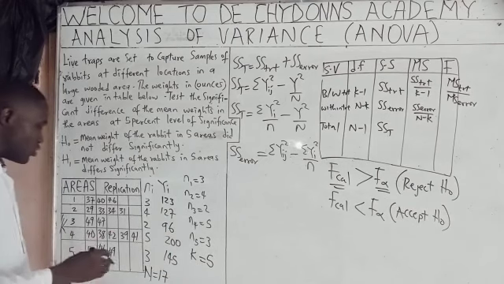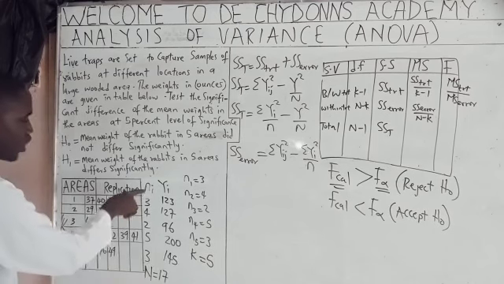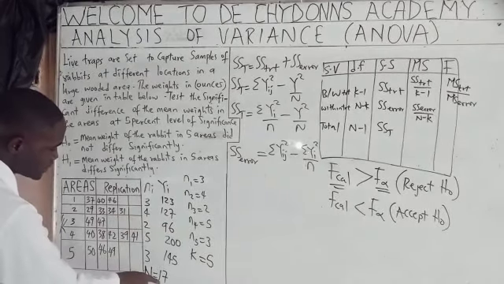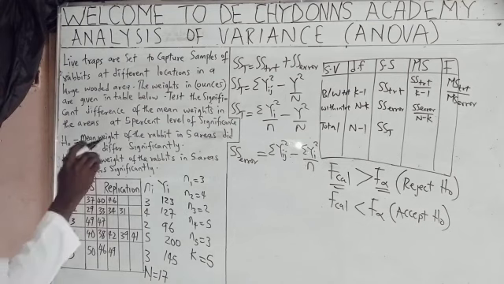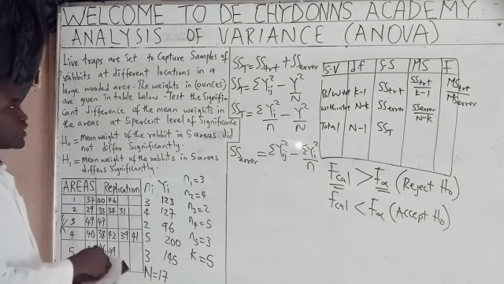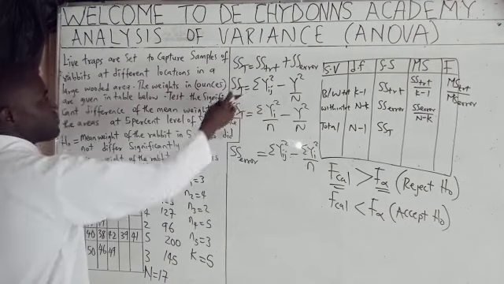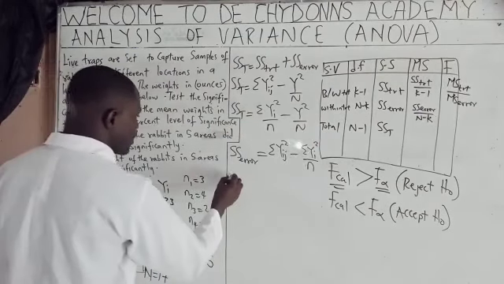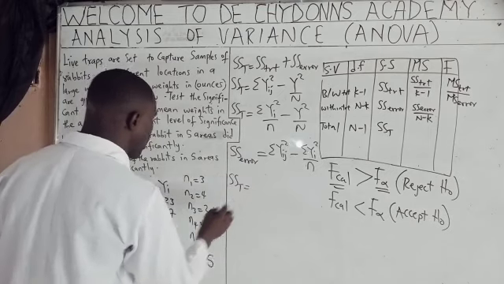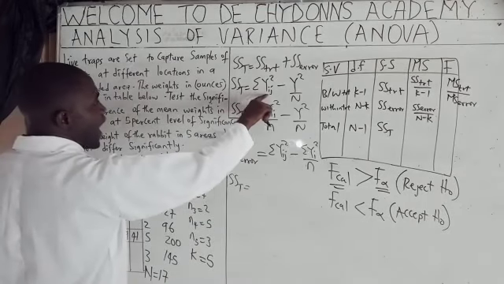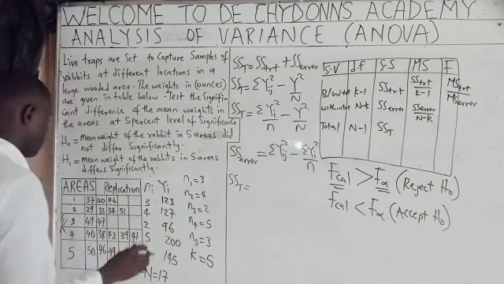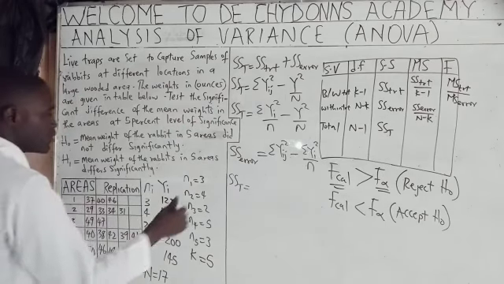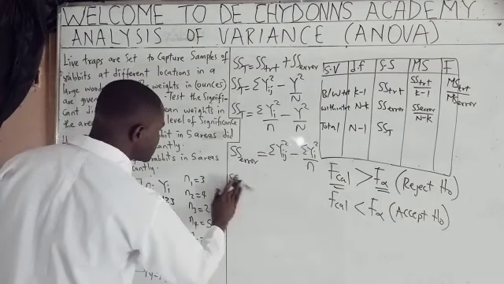Now, what do we do? Remember that capital N means total values of this n we have. Total values of it is 17. Now, how do we proceed? We say, okay, let me get my SS total because I need it in my table. SS total will be equal to summation of yij squared, which simply means I'm to square everything. So I will start squaring everything.